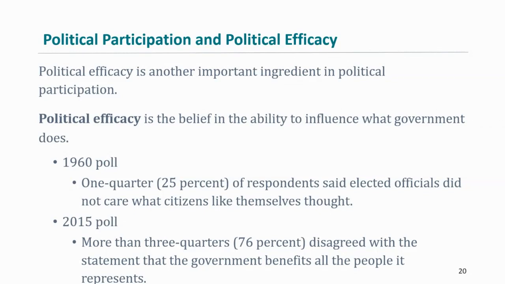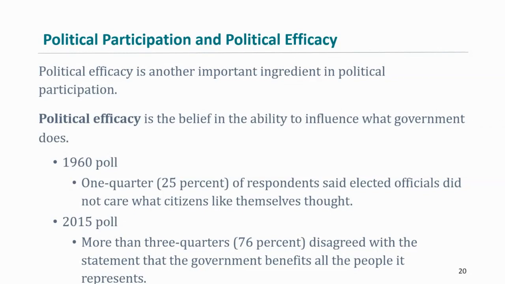Now more than three quarters, 76%, disagreed with the statement that the government benefits all the people it represents, right? So instead of only 25% of people feeling that the government didn't care about what they thought, that number has now gone up to 76%. Now most people don't really think that the government cares about what they want or that the government works for everyone. So you can see that there's been this monumental shift in the last half century in how Americans view government.